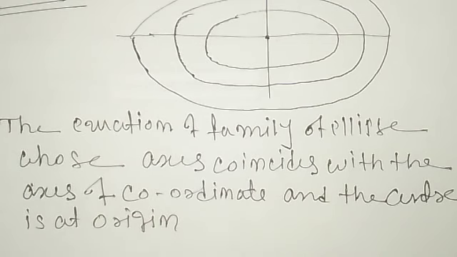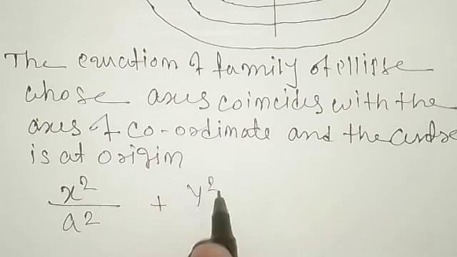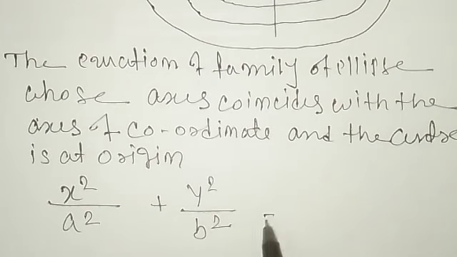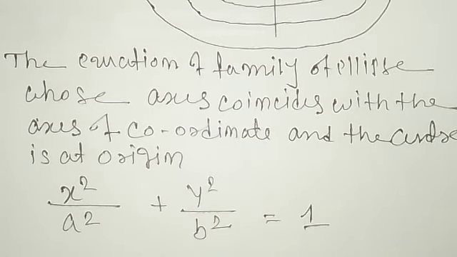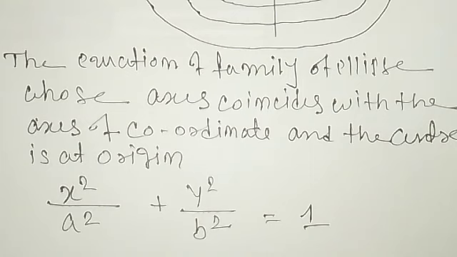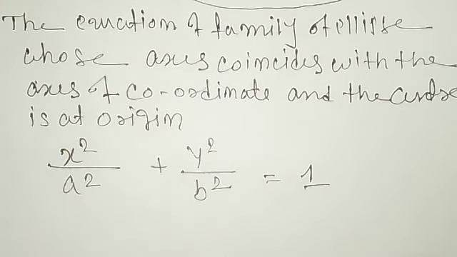Then the equation is in the form x square by a square plus y square by b square is equal to 1. So this is the equation of the ellipse whose center is at the origin and the axis coincide with the axis of coordinate. Axis of coordinate means the x axis and y axis. So x and y are variables, a and b are arbitrary constants. From this equation we have to generate the differential equation.